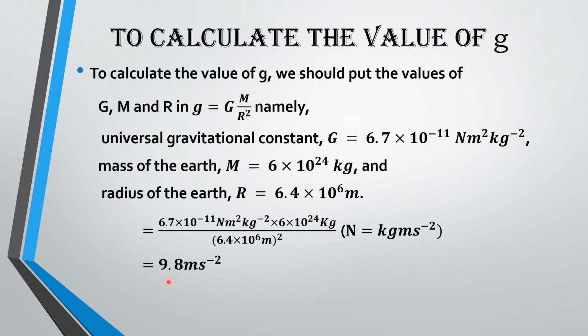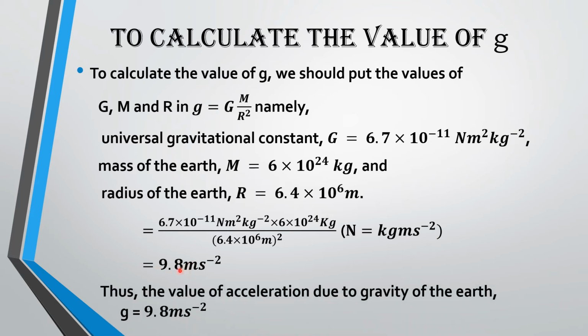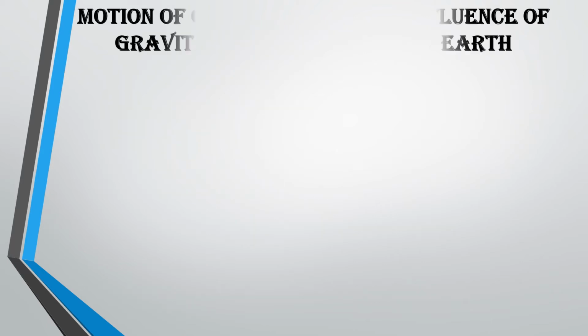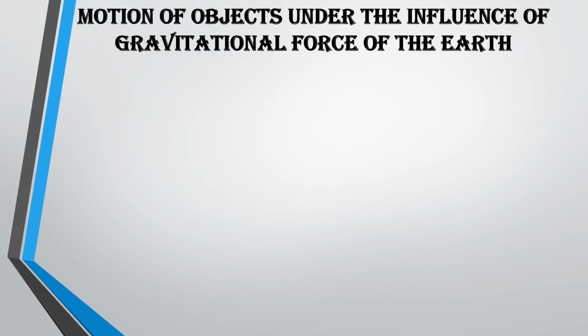Now, how did we get meter per second square when there is no second square in this equation? Here, Newton is equal to kg meter per second square. So when I substitute kg meter per second square, the kg square in the numerator and denominator cancel out, and two meters squared also cancel out. Only one meter and per second square remain. So its value is 9.8 meter per second square. Thus, the value of acceleration due to gravitation of the earth is g is equal to 9.8 meter per second square.